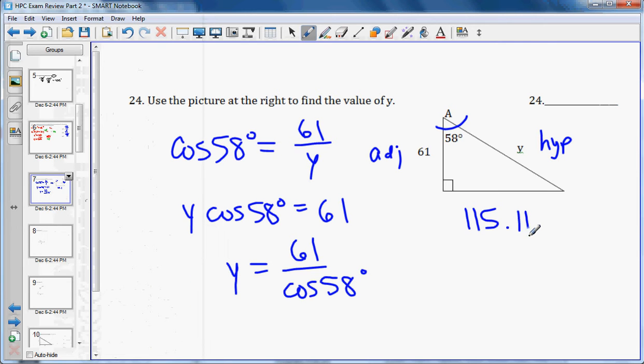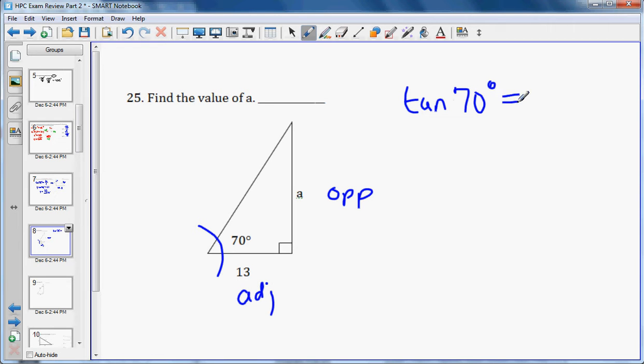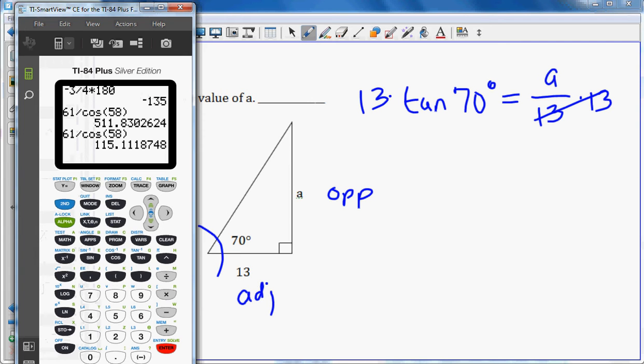Okay, 25, similar problem. Find the value of a. We have this angle, and this side is the opposite. This side is the adjacent. Opposite and adjacent deal with tangent, so we do the tangent of 70 degrees is equal to the opposite over the adjacent. So we'll multiply both sides by 13. We'll find a by doing 13 times the tangent of 70. And we get 35.717.